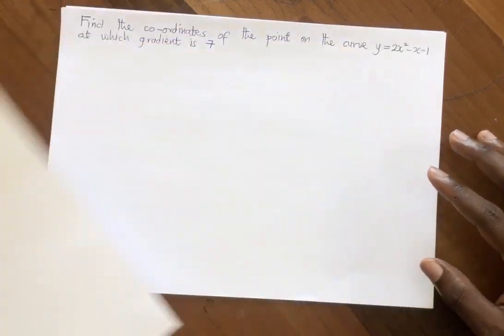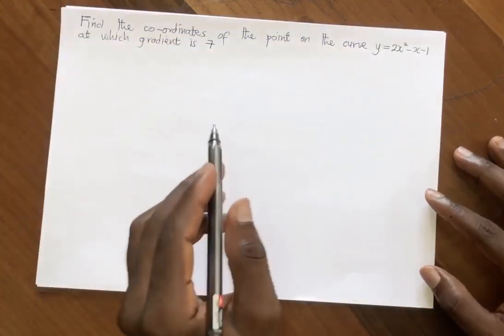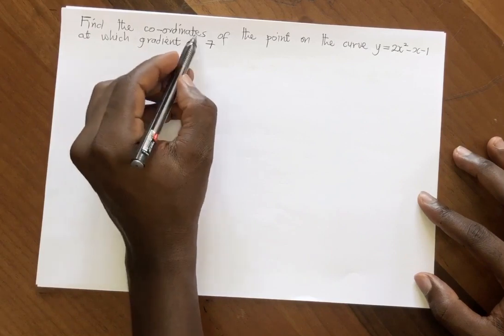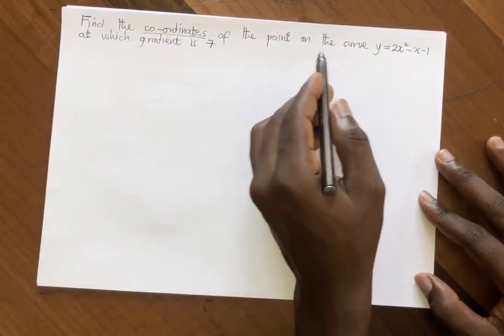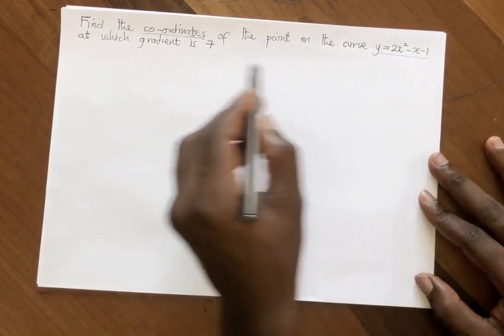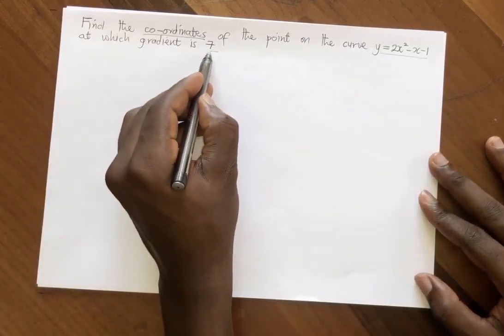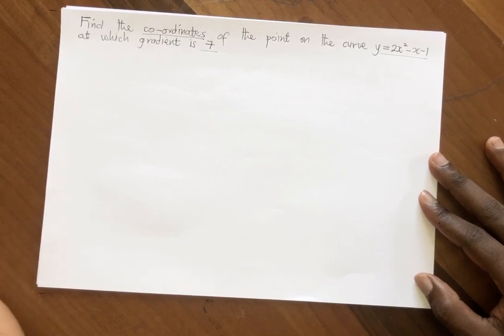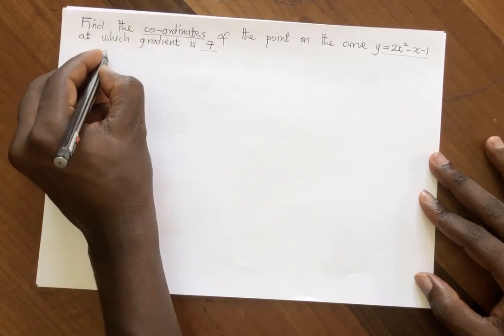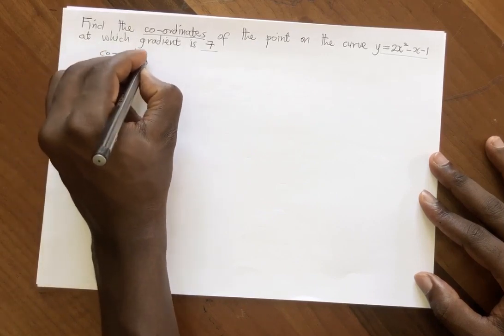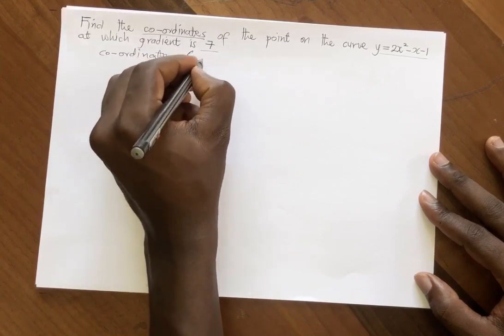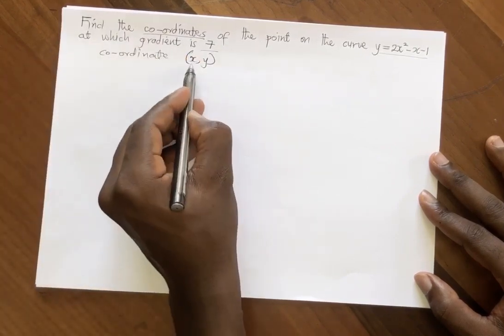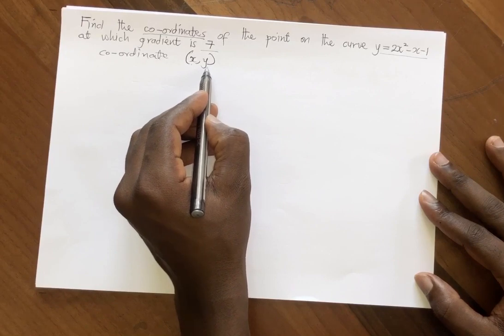Let's see our next question. Find the coordinate. Okay, so we are going to find the coordinate of the point on this curve at the gradient 7, okay? So what we are looking for is a coordinate. Now, when you are looking for coordinate, you have in mind that you are looking for something like this, (x, y), okay? So you are looking for the x value, you are looking for the y value, all right?